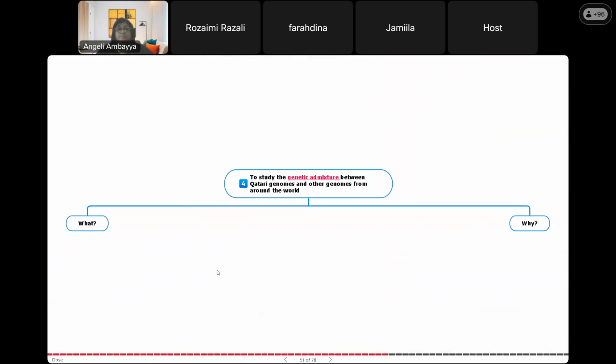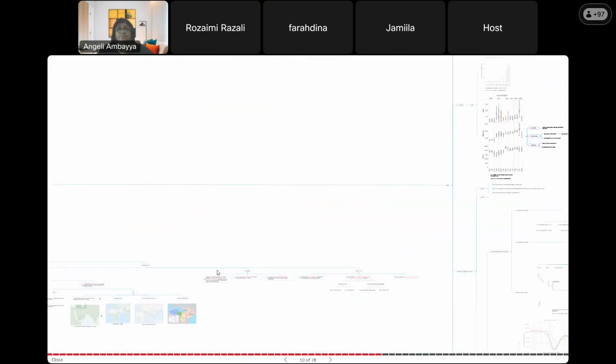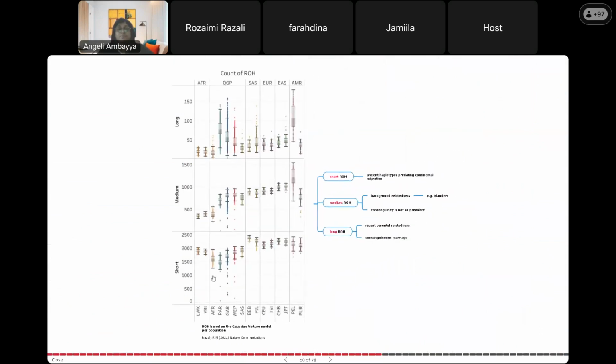Now we have looked at the ROH. Oh, sorry, one more I forgot to mention. That is for short. Now, if we look at the long ROH, you can see the PAR, the GAR, and the WEB.